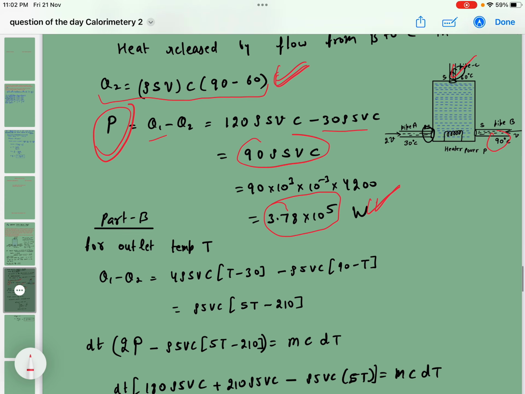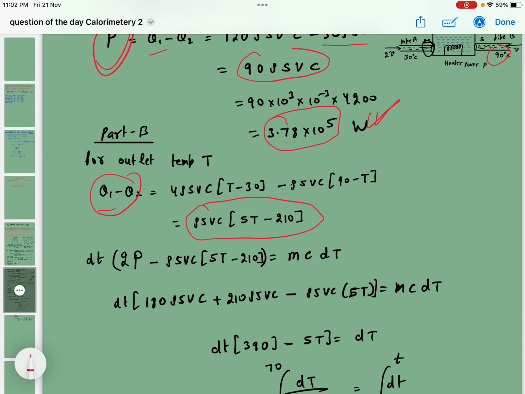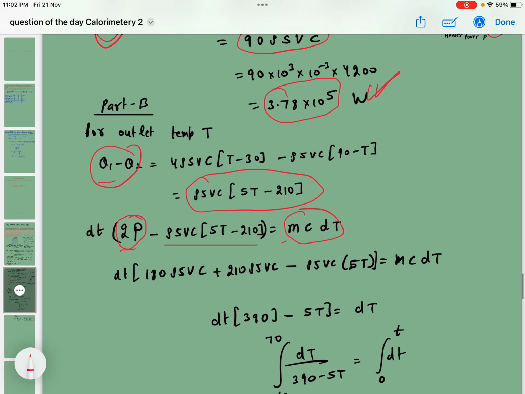Part B is about time calculation. So we can assume the temperature of the outlet as T, right? In place of 60, I am assuming that the temperature is T at any instant. Now again I am writing heat absorbed and heat released, and that difference I am now writing in terms of temperature. But our power that we are supplying is 2P. 2P minus net heat exchange should be equal to the rate of change of temperature of our control volume, so mC into rate of change of temperature. So we are simplifying this.